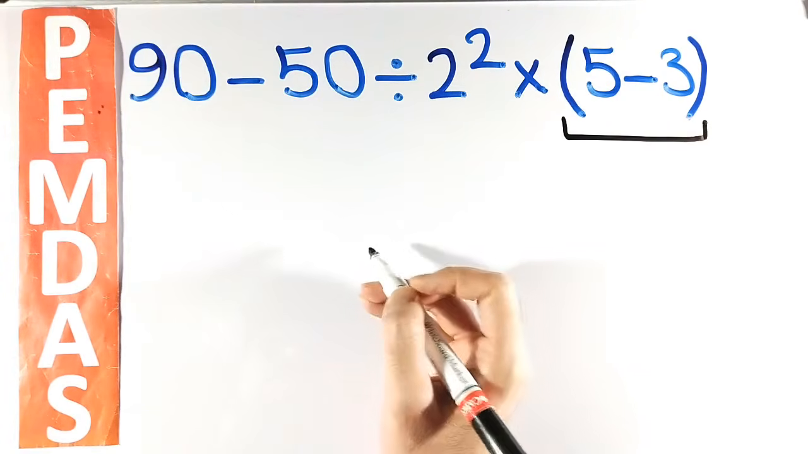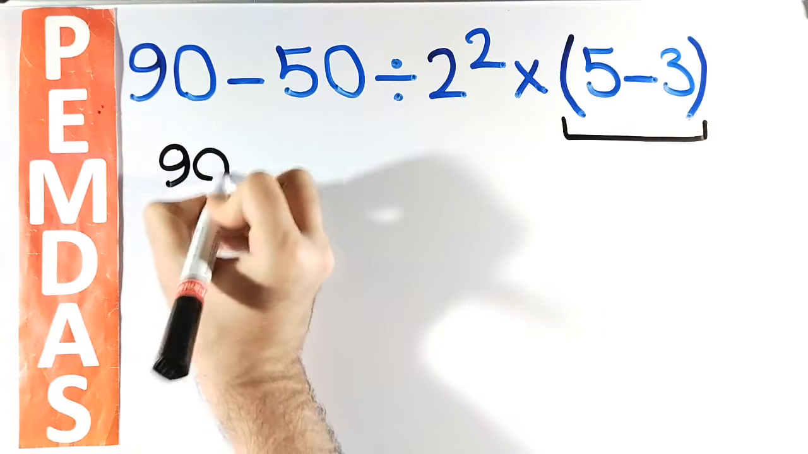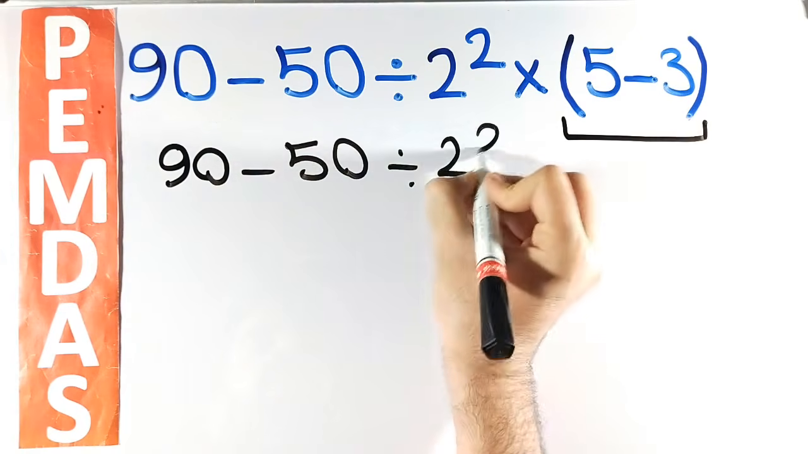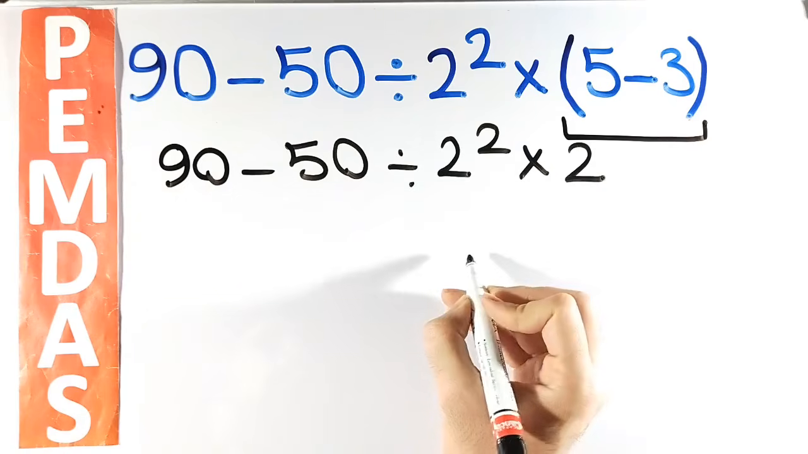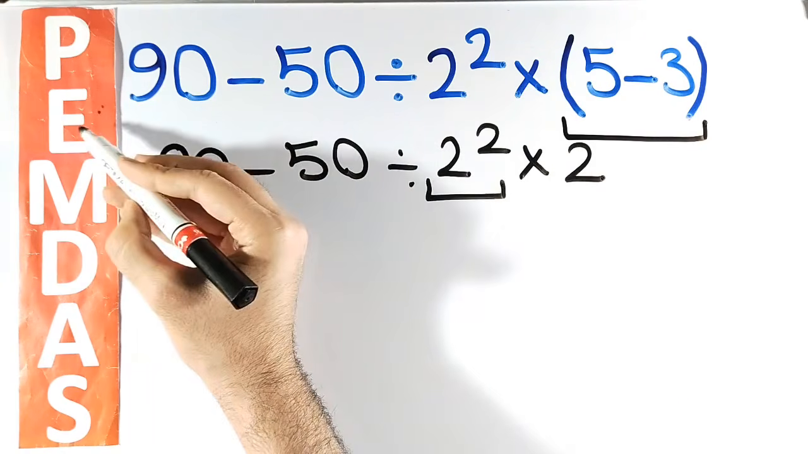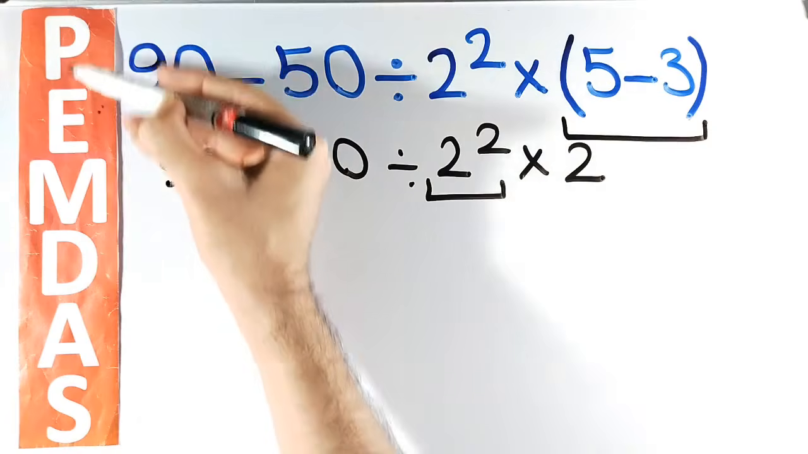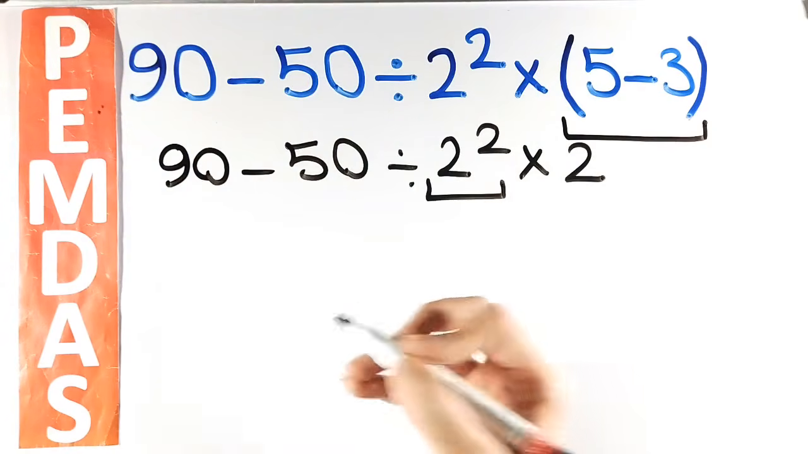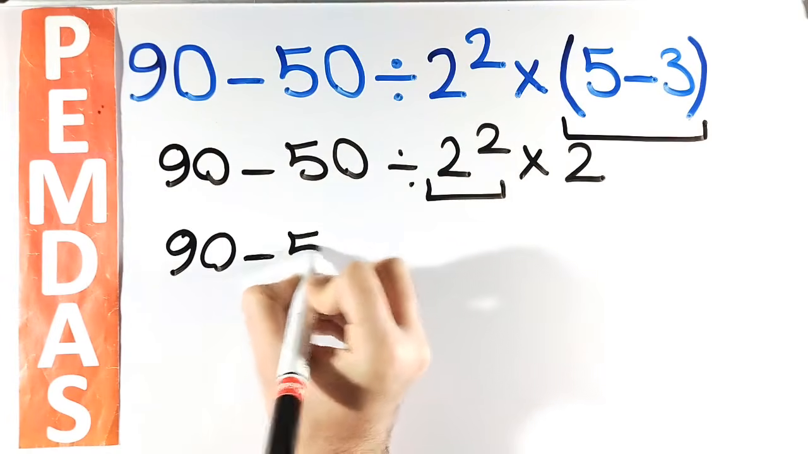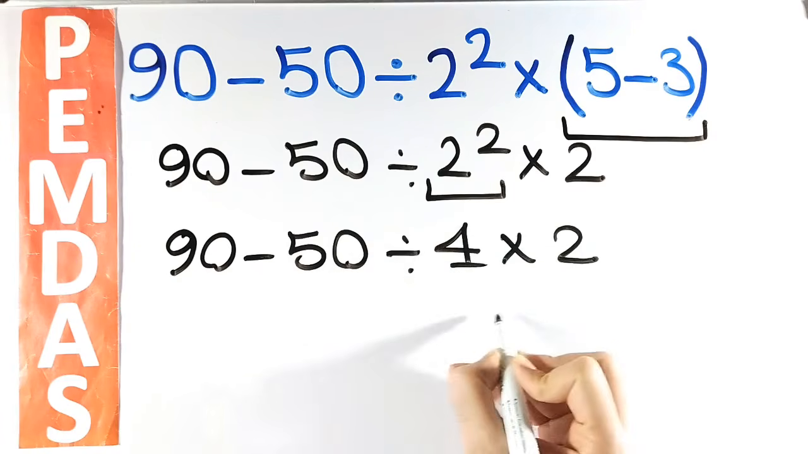So, instead of this expression, we can write 90 minus 50 divided by 2 squared multiplied by 2. And the next step, we go for the exponent because in the PEMDAS rule, after parentheses, exponent has a higher priority than the other operation. So, we rewrite this expression as 90 minus 50 divided by 4 multiplied by 2.